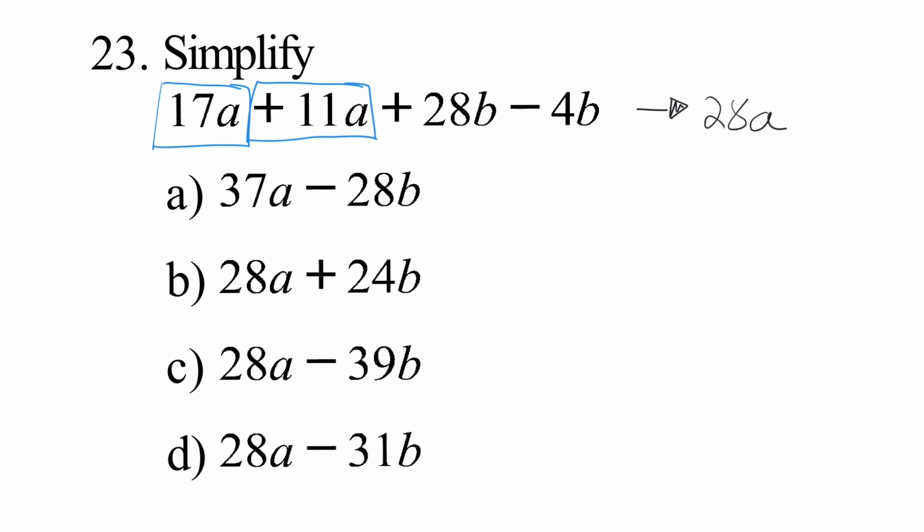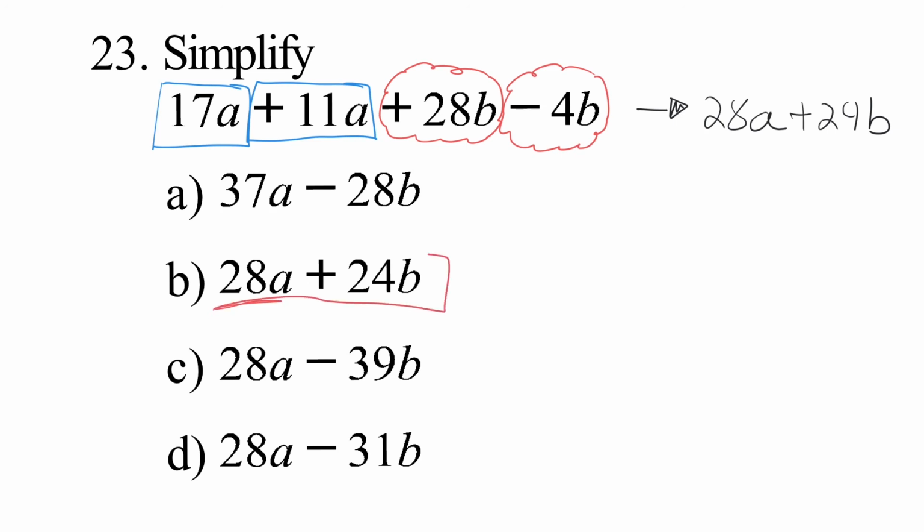Then you guys are going to look at the B's. So for the B's, I have the 28B minus a 4B. So now I'm looking at the red bubble. So 28 minus 4, that's going to be a positive 24, and keep the variable B. You guys keep the variable. That's combining like terms. You're combining the B's and you're combining the A's. So when you guys compare, this is kind of like a multiple choice question. So option B right here, 28A plus 24B, that is your answer.